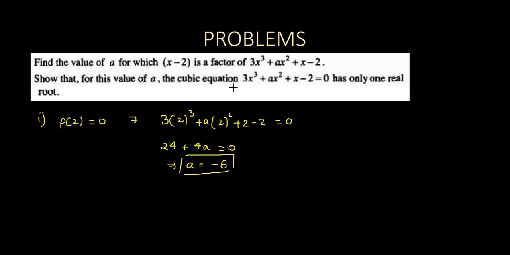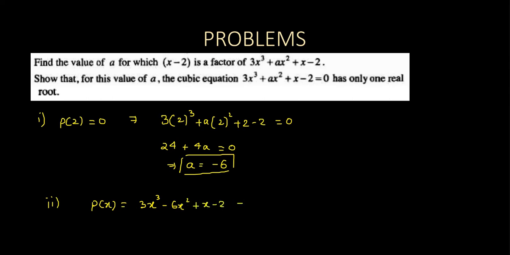As we have learned in earlier lessons, for a cubic polynomial, the maximum number of real roots possible is 3. Either it will have one real root or it will have 3 real roots, right? If it is having one real root, then the other two roots will be complex, meaning you cannot find any more real value for x. So first of all we need to use this value of a. So in the second part your polynomial p(x) will now be 3x cube minus 6x square plus x minus 2.